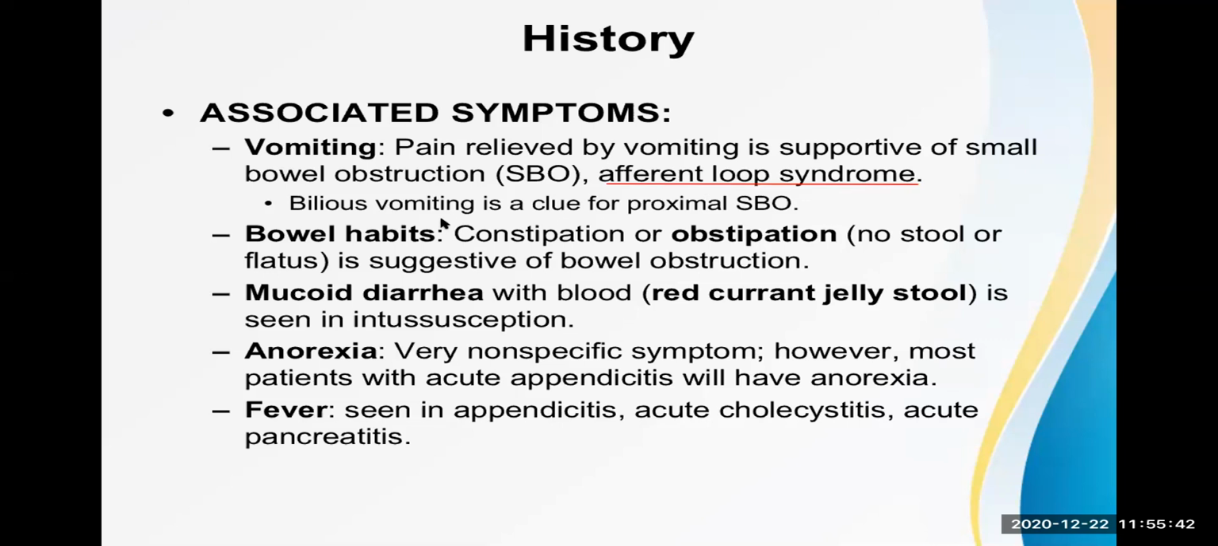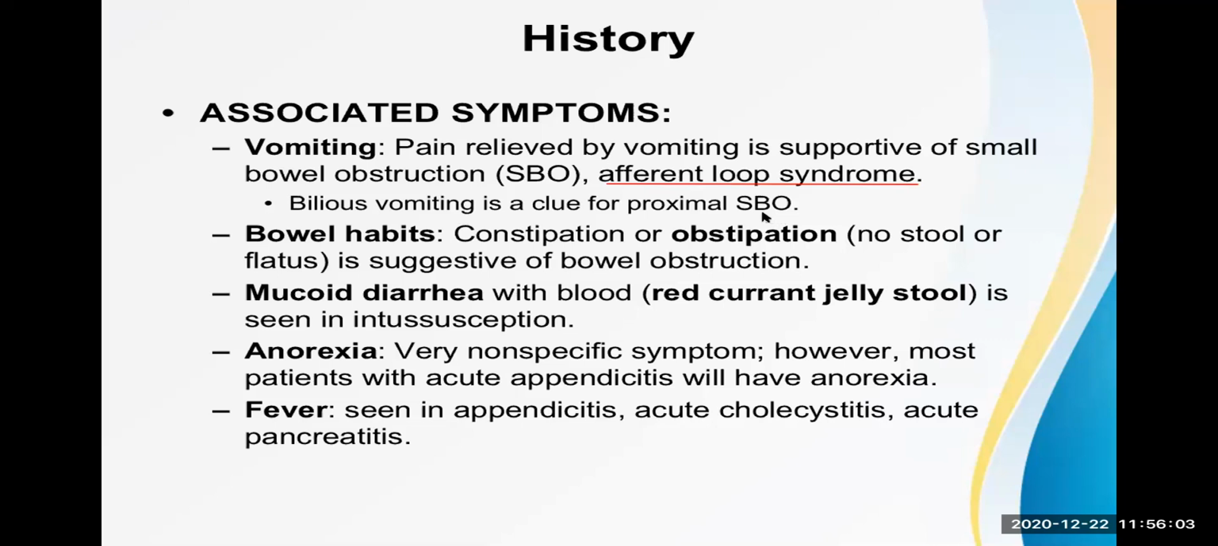Now, if a person is vomiting bile, or a green type of vomiting, bile is greenish in color, what does that mean? It means the obstruction is distal to the second part of the duodenum, then only it can happen.